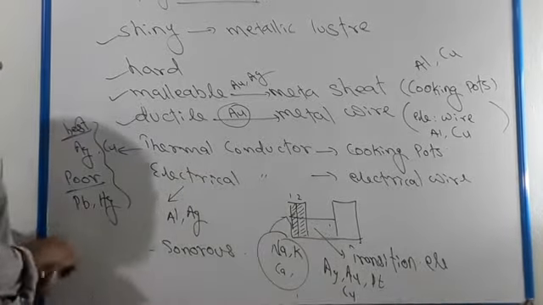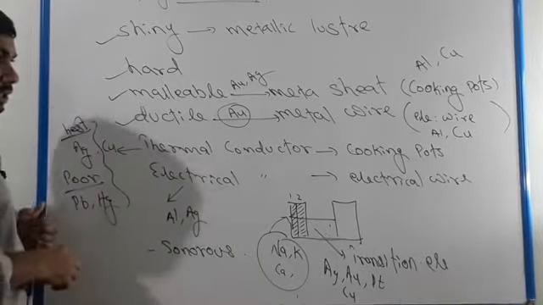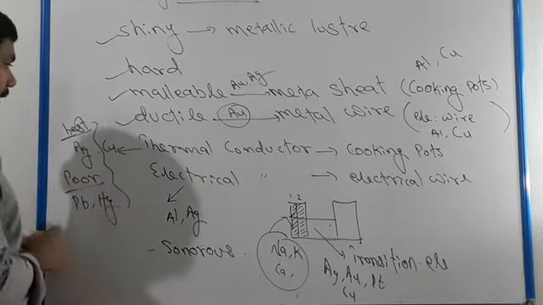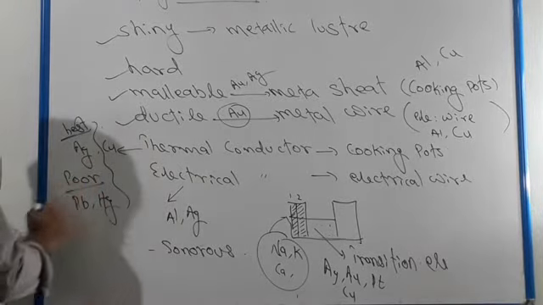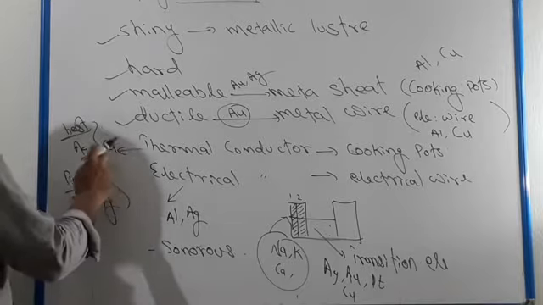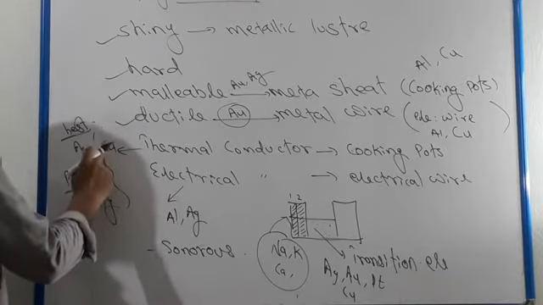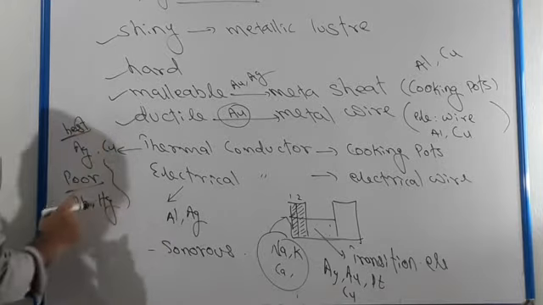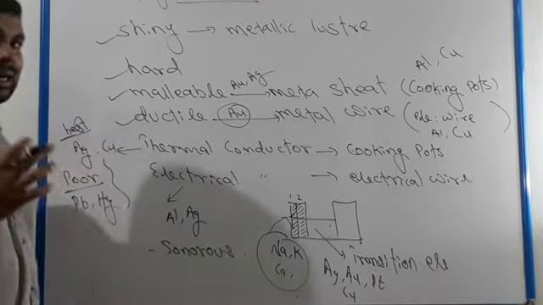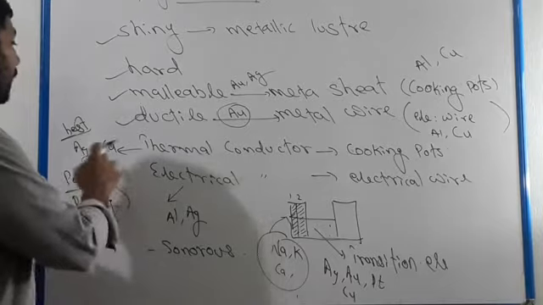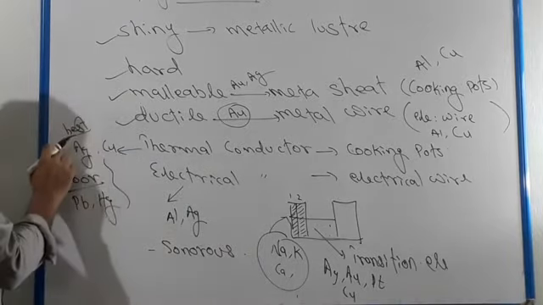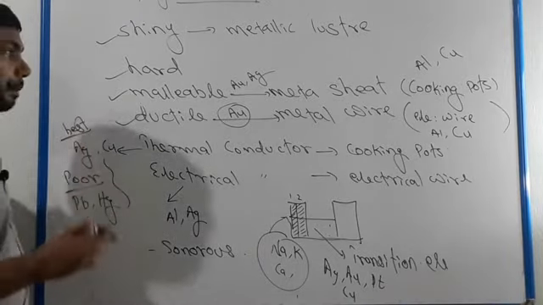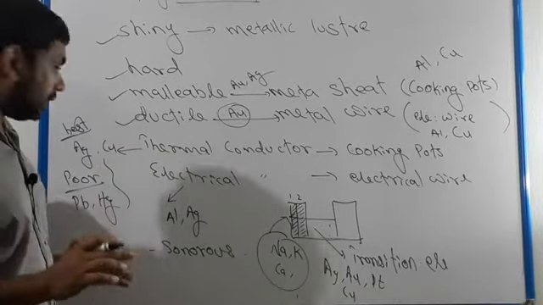So here, I told you, metals are thermal conductors. They pass heat. Okay. So here you remember silver and copper. Silver and copper are the best conductors of heat. Which two metals are the best conductors of heat? Silver and copper are the best conductors of heat.